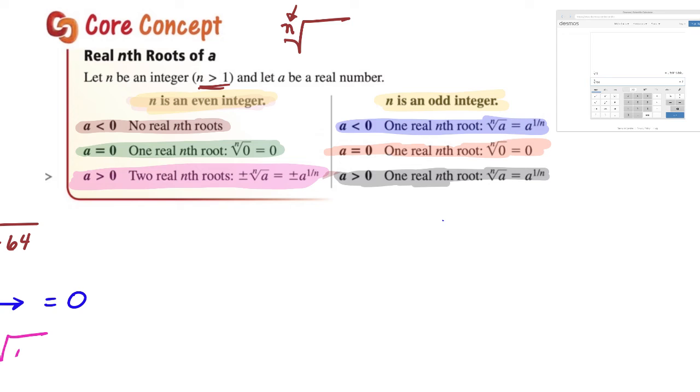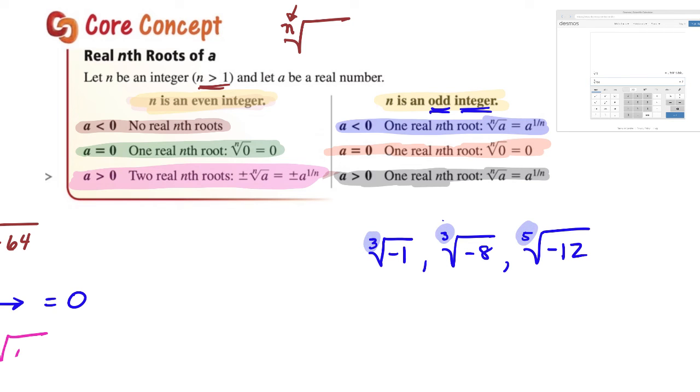Let's take a look at what happens if we deal with odd indexes. Let's pull out the first type of example here. Now if you're taking odd roots, notice these are cubic. This is another cubic. This is the 5th. It could be 7th. It could be 9. And this time you've got a negative underneath the radical, so a is less than 0. It means you can do it.